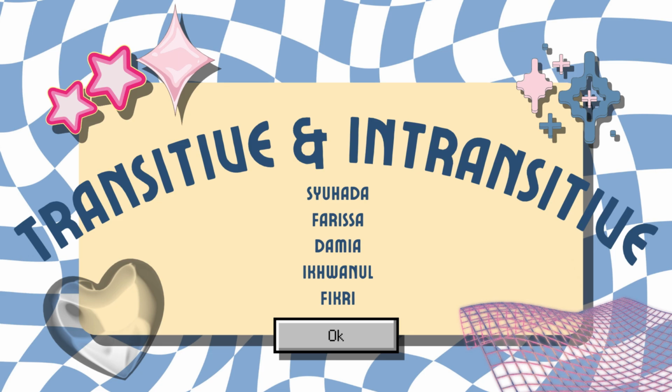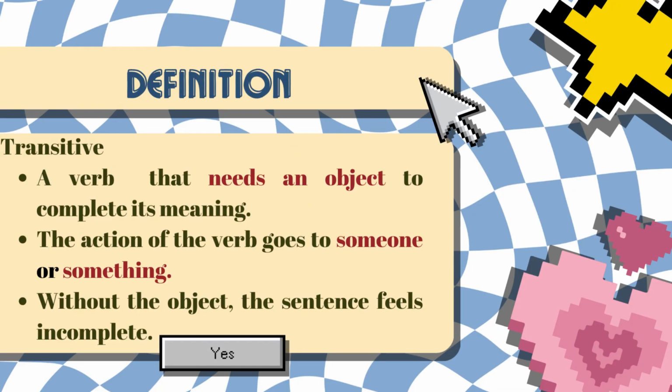Today I am going to explain to you about transitive and intransitive verbs. So, a transitive verb is a verb that needs an object to complete its meaning. The action of the verb goes to someone or something. Without the object, the sentence feels incomplete.